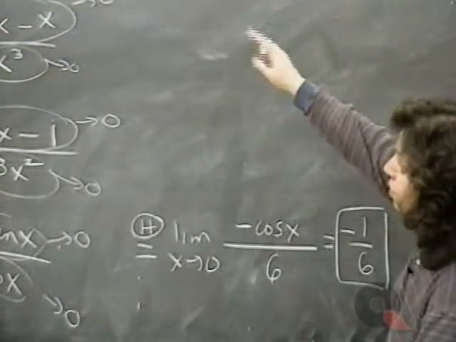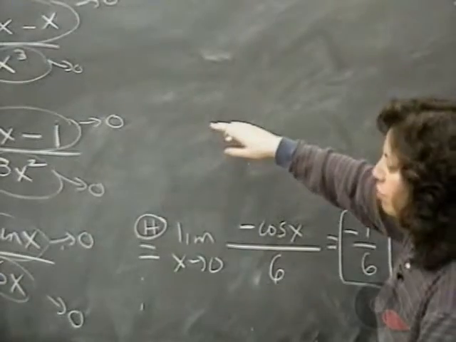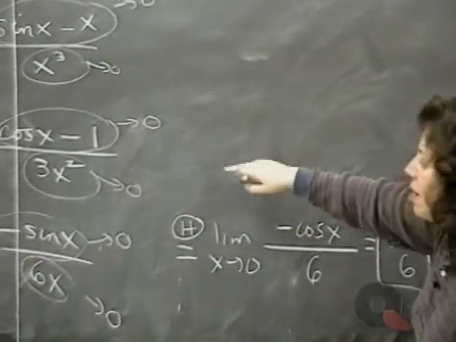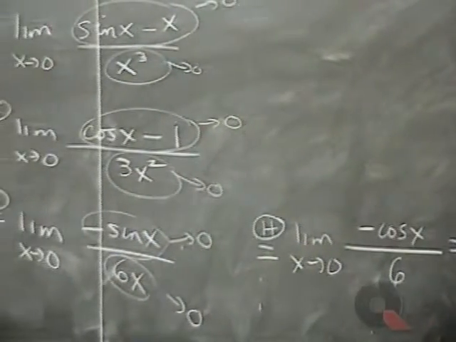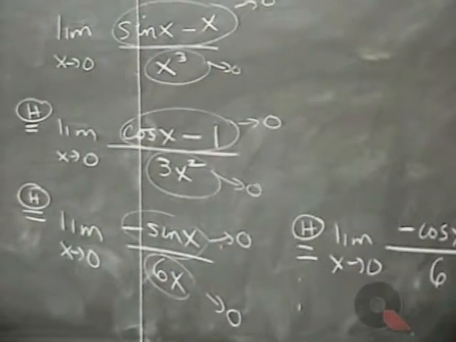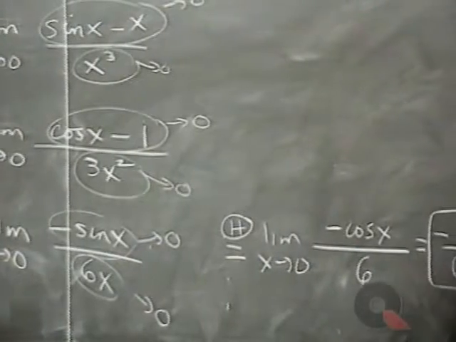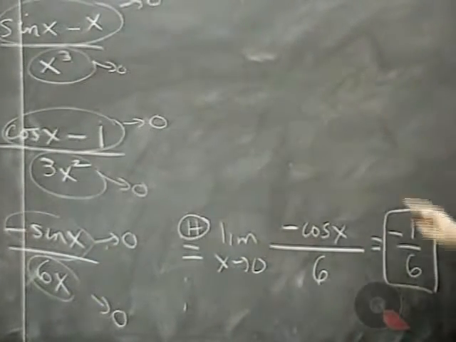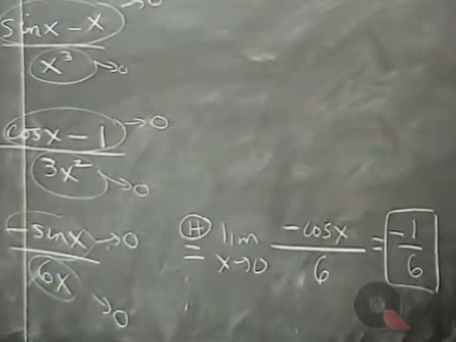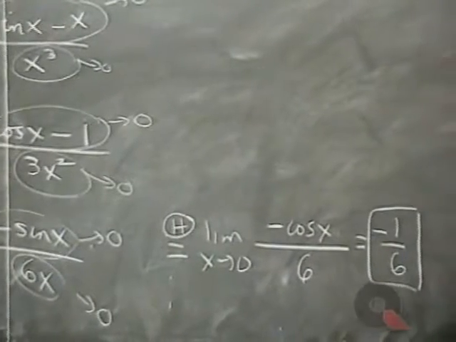So, if you have a 0 over 0 form, you may use L'Hopital's rule to evaluate the limit. If you keep getting 0 over 0, you can continue. In this case, we had 3 applications of L'Hopital's rule. Eventually, it came down to something whose limit we could evaluate, and the answer to the original problem is minus 1/6. But you have to be careful.